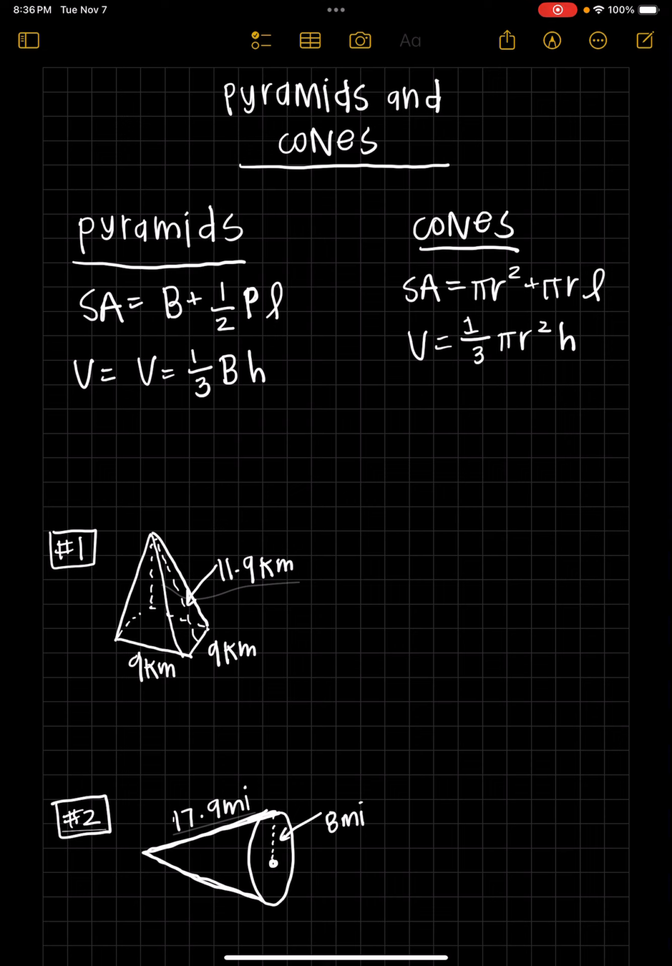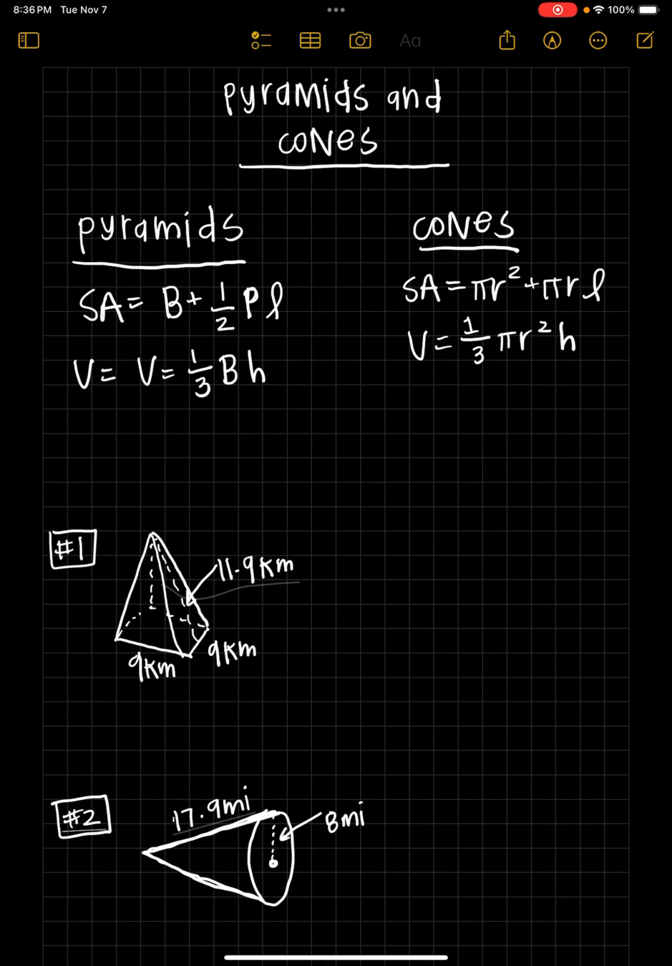And a cone is like a circular pyramid. That just means that the base is a circle and it comes up to a point as well. So for a pyramid, the surface area formula is the area of the base, or capital B, plus 1/2 P times L, where P stands for the perimeter of the base, and that cursive L stands for the lateral length. Another name for the lateral length is the slant height.